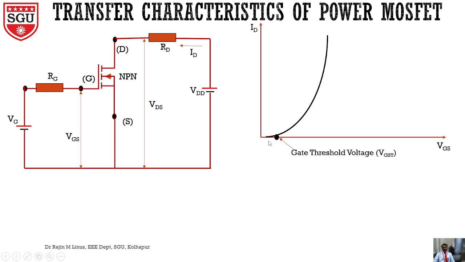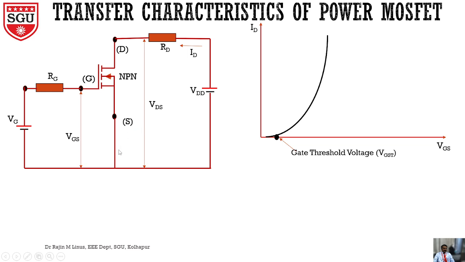When we see here, when the gate source voltage is 0, automatically the drain current is also 0. As the gate source voltage starts to increase, ID still remains 0. Once the gate source voltage reaches the gate threshold voltage, VGS(th), the ID current will start to increase.